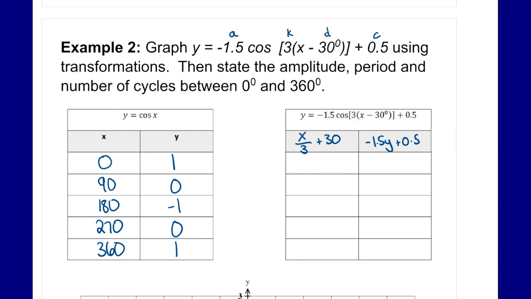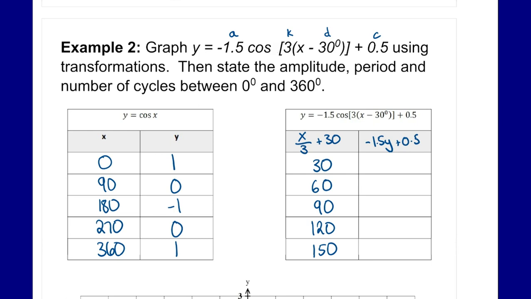So when I plug the values in, or my parent values, for x, 0 divided by 3 plus 30 is 30. 90 divided by 3 is 30, plus 30 is 60. 180 divided by 3 is 60, plus 30 is 90. So we can see what's happening with our values, right? They're increasing by 30. So we have then 120 and 150. So those are the x values.